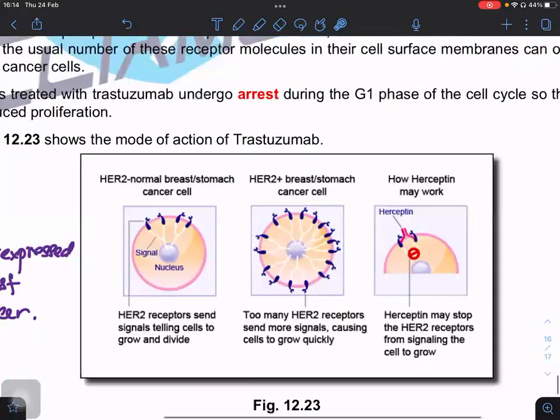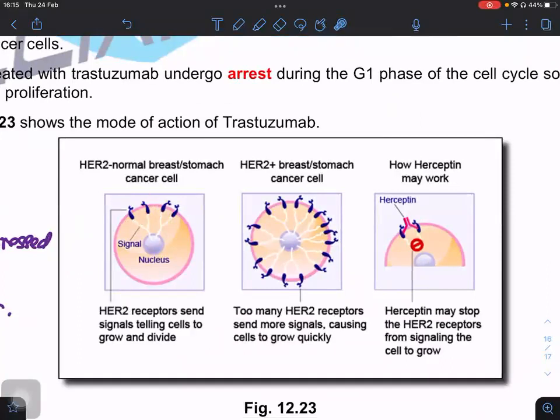Okay, so now what actually happens here is that the HER2 receptor normally will receive the signal. When they receive the signal, they will transmit the signal to the nucleus so that the cell will grow and divide. Because the number of HER2 receptors is not huge, the chances for them to detect the signal are normal. But if it is HER2 positive, as in breast or stomach cancer cells in this case, they have more receptors, which basically means they have a higher chance to receive the signaling molecule. Once they receive the signaling molecule, they continue to proliferate. The cell will grow quickly.